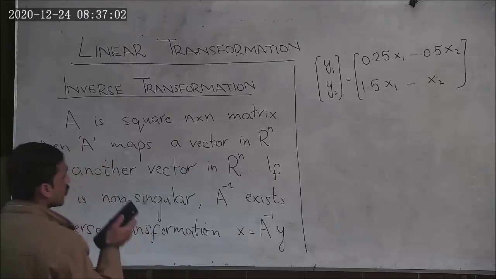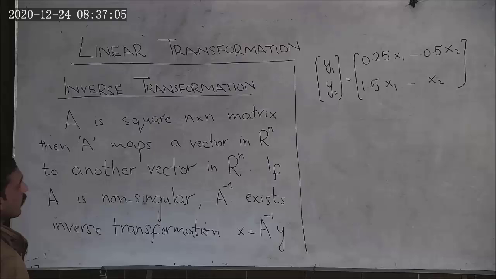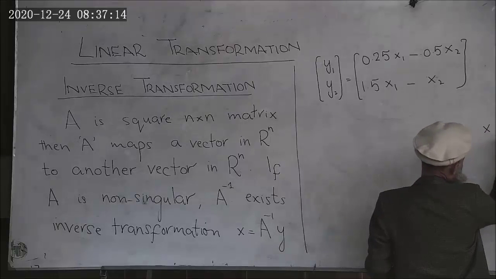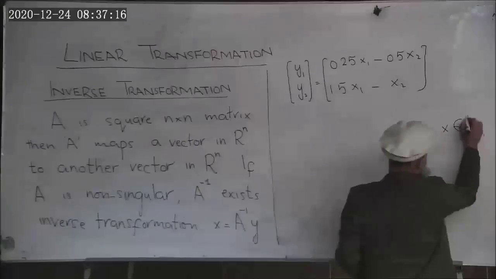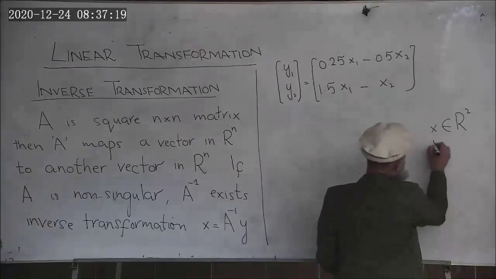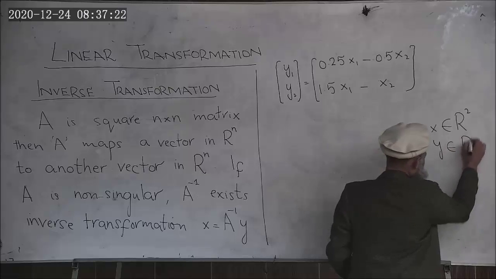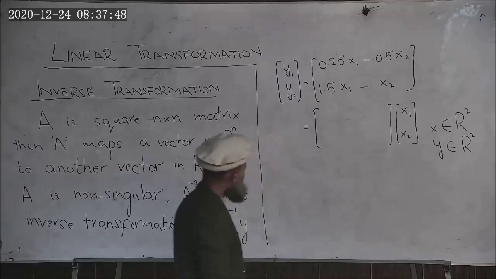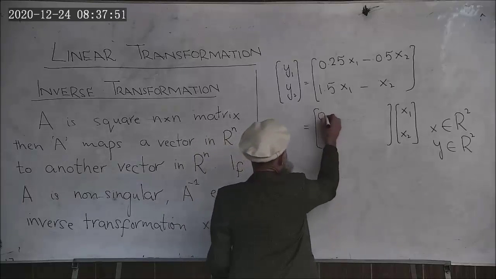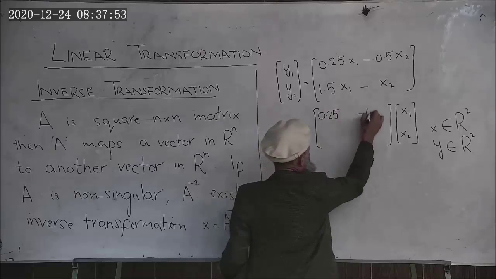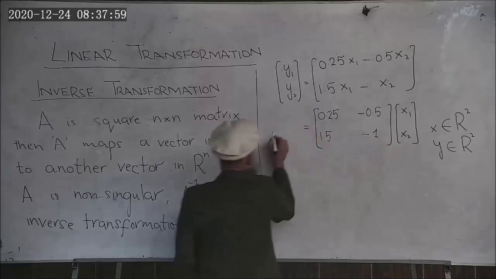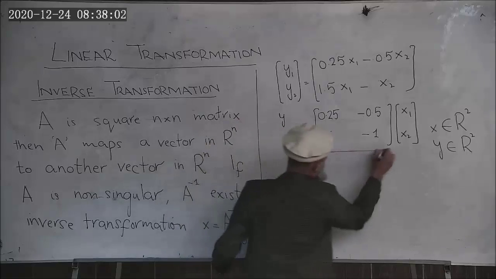Find the transformation matrix. Here is a transformation which transforms a vector x in the vector space R2 to another vector y in the space R2. Find the transformation matrix. What is this transformation matrix? 0.25, minus 0.5, 1.5 and minus 1. So this is the transformation matrix A.